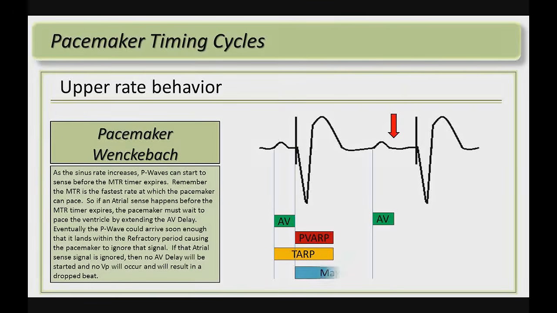The reason is the max track rate timer is running and hasn't timed out yet. Remember, the max track rate is the fastest that the pacemaker can pace. Therefore, the pacemaker has to wait until the max track rate timer expires, and then it can pace in the ventricle, which creates a lengthened AV interval. Now that we've V-paced, we can start our PVARP again. Notice how much longer the TARP is in this cycle compared to the last cycle.